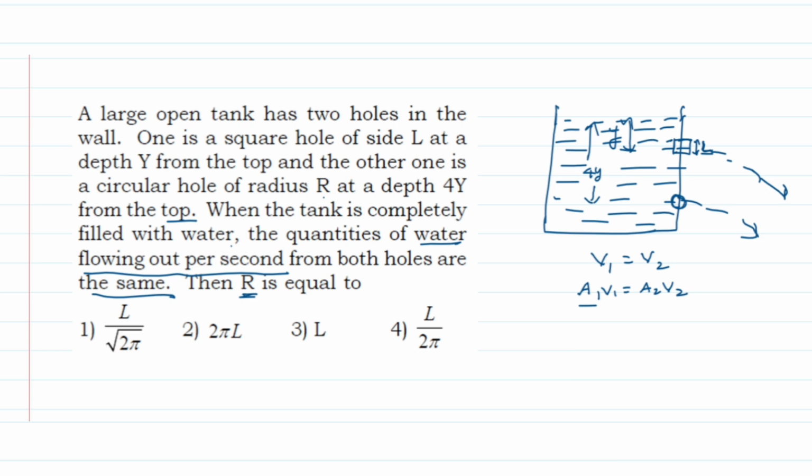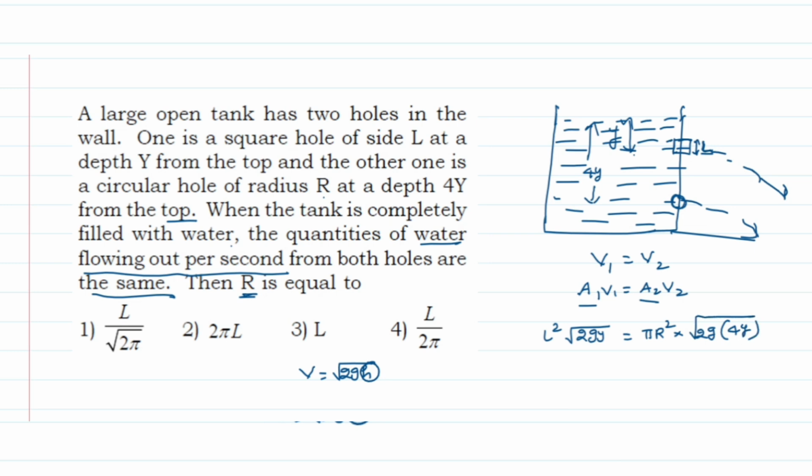The area of the square hole is L square. V1 is the speed with which it comes outside, the speed of efflux. Speed of efflux is given by the formula V equals square root of 2gh, where h is the height above the orifice. That is square root of 2g into y, which will be equal to the area of the circular hole, pi r square, into the speed of efflux, square root of 2g into 4y, the height above the surface.